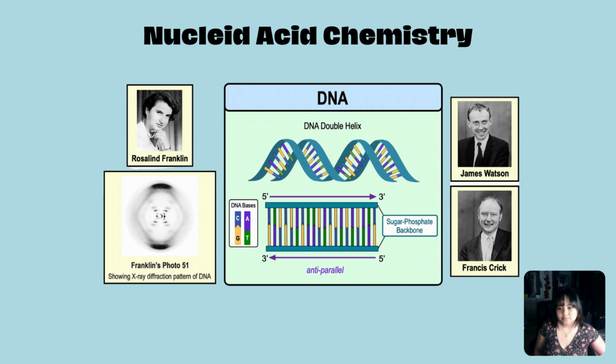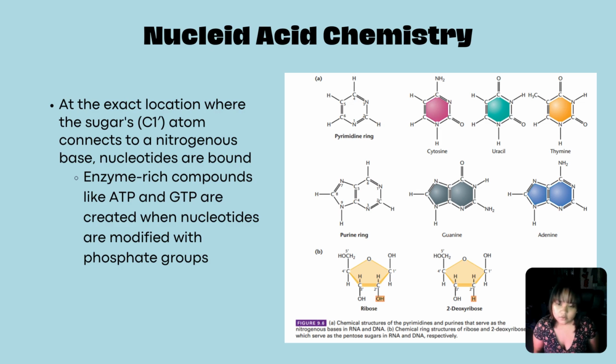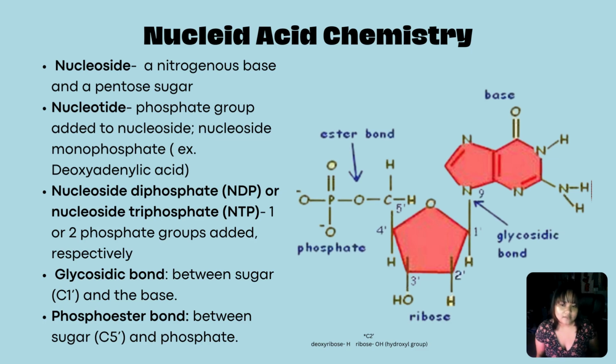So in here you can see the nitrogen bases, which can either be purine or pyrimidine. Purine consists of adenine and guanine, while pyrimidine consists of cytosine and thymine. And instead of thymine, it is uracil in RNA. Nucleotides are the building blocks of nucleic acid. A nucleoside is a nitrogenous base and a pentose sugar, but when you add a phosphate group, it then becomes a nucleotide. In DNA, the pentose sugar is deoxyribose, while in RNA it is ribose.